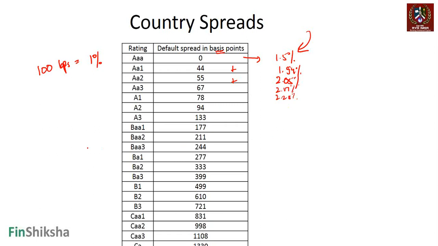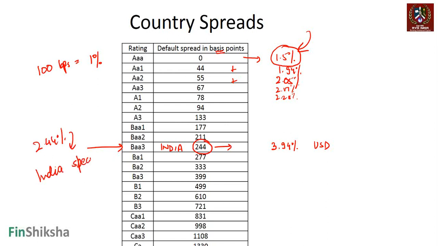Now, India's rating is this. This is where India falls in. So we are at 2.44%, right? So technically, if India was to issue a dollar bond and the US was issuing it at 1.5, we should be issuing it at 3.94%. But remember, that's for a dollar bond if India issues. Logically, this 244 basis points or 2.44% should be the India specific default risk. Correct? That should be the India specific default risk.